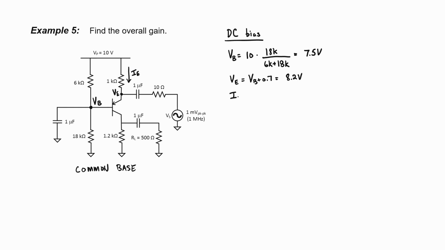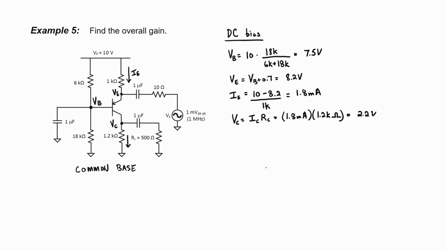Let's go ahead and find the current. We have 10 volts at the top and V sub E at the bottom, so that gives us the voltage drop. The resistance is 1 kilo ohm. So using Ohm's law, we have 1.8 milliamps of current flowing through that resistor. If we assume that that current flows also through this collector resistor, we have enough information to find the collector voltage. We'll assume that our collector current is nearly equal to our emitter current, and we know what resistor is attached to the collector. This gives us 2.2 volts.